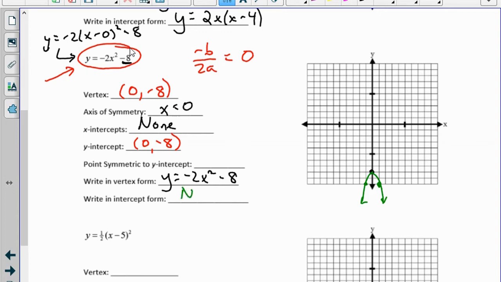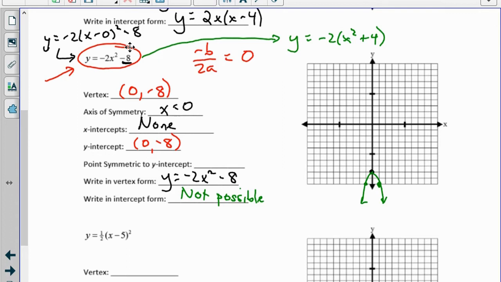We cannot write this in intercept form because there are no intercepts. Now, one other thing that we might want to be aware of is if we tried to factor it, what we would get is y equals -2 times (x squared plus 4). And x squared plus 4 is not factorable. It is the sum of two perfect squares, which is only factorable into the complex numbers.